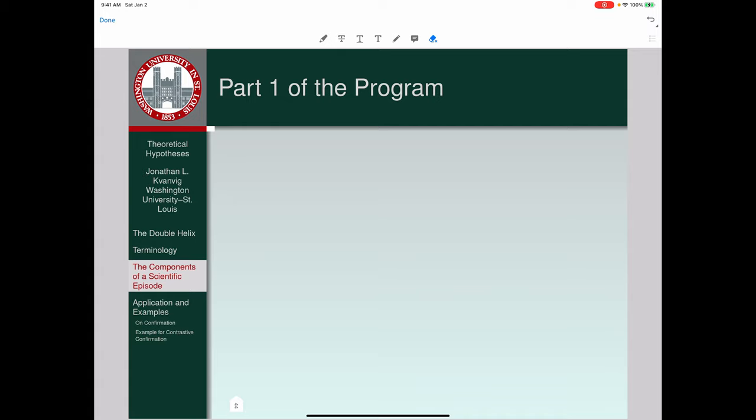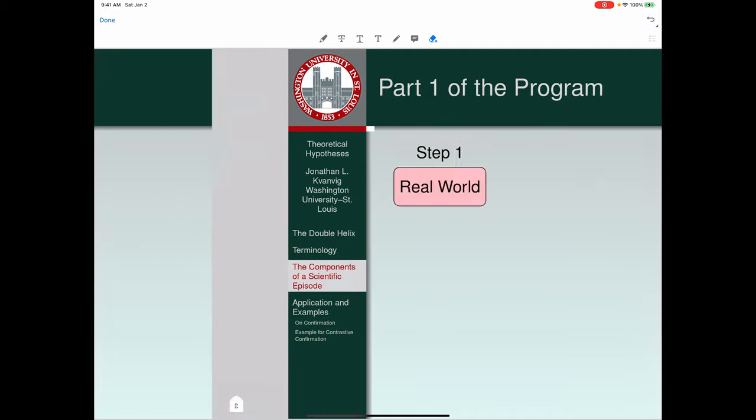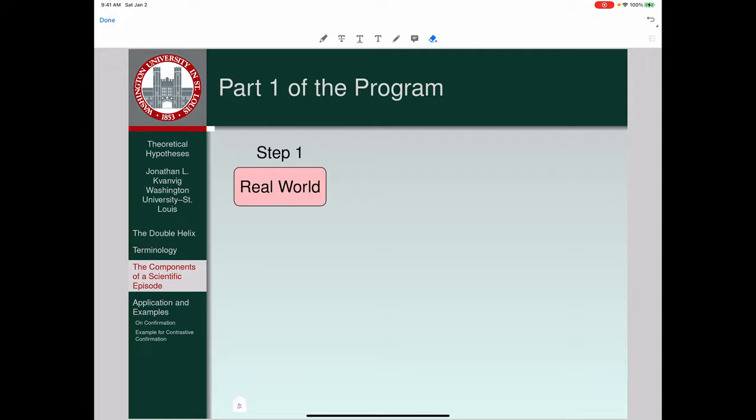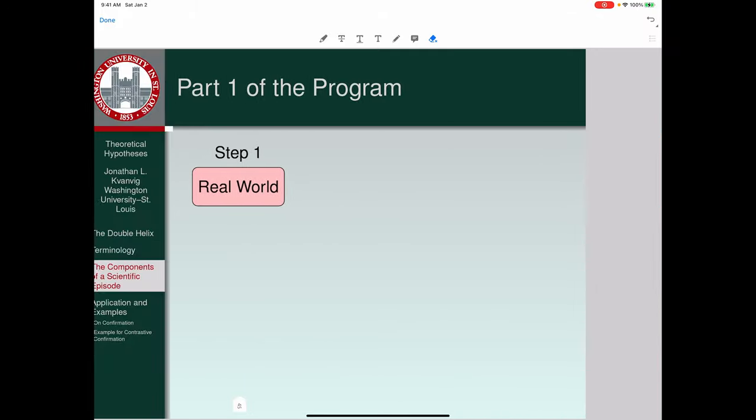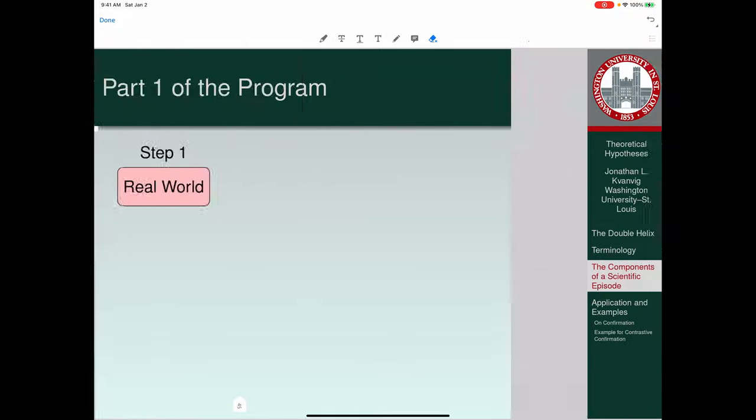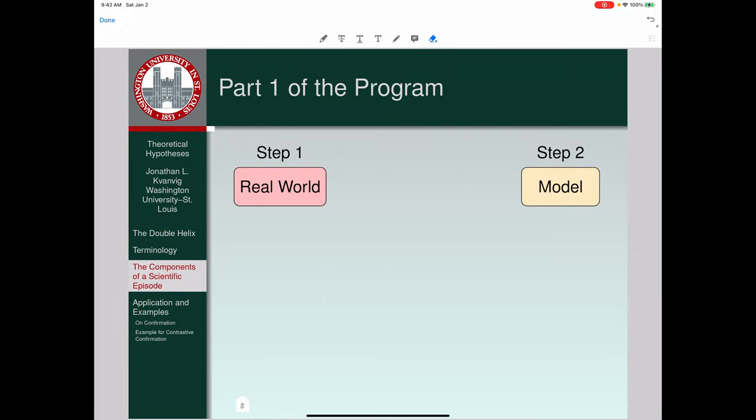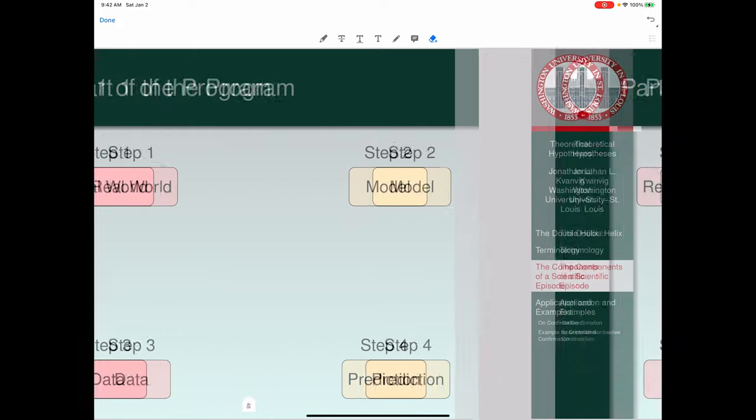Now, this model is supposed to generate a program that can be used for assessing any particular scientific episode. And it's a program that has four steps. The first four are the basic parts in question. If you're going to apply the program, state what part of the real world we're talking about, be able to characterize the model, say what the data is, and what the model predicted. Those are the first four steps in the program.